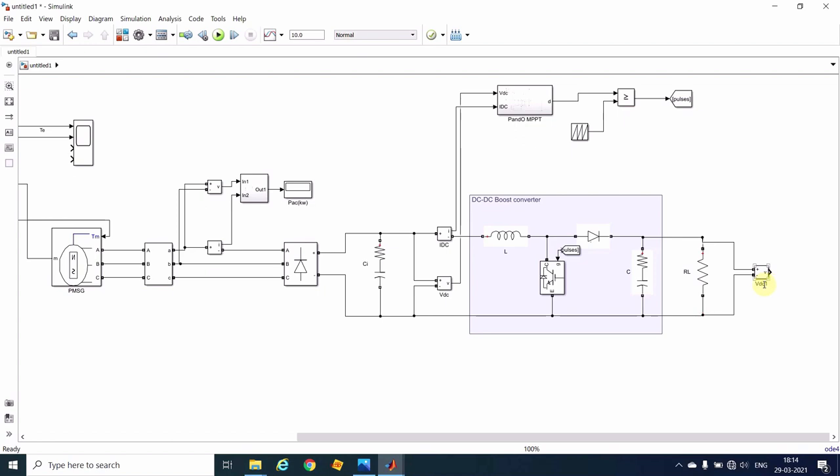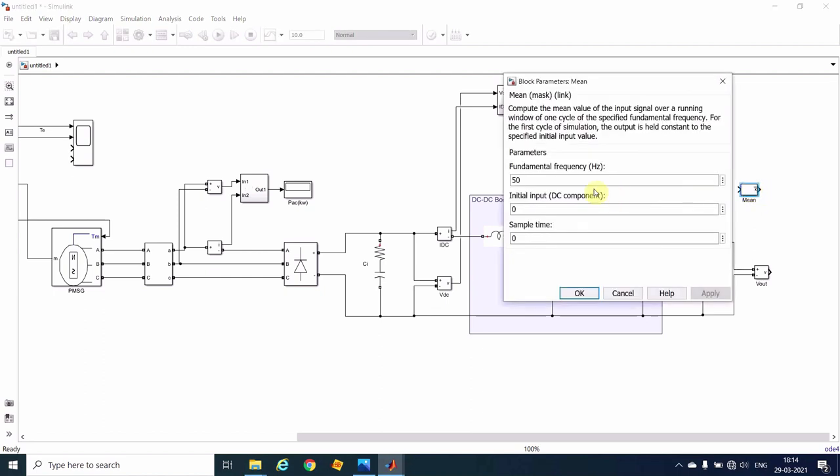Now again we need voltage source, voltage measurement. And this will be the output voltage V naught, V out. And here we need to connect a current measurement, that is I naught, and we will take min. Okay, 50 hertz. Sample time here I will take 50 e power minus 6.